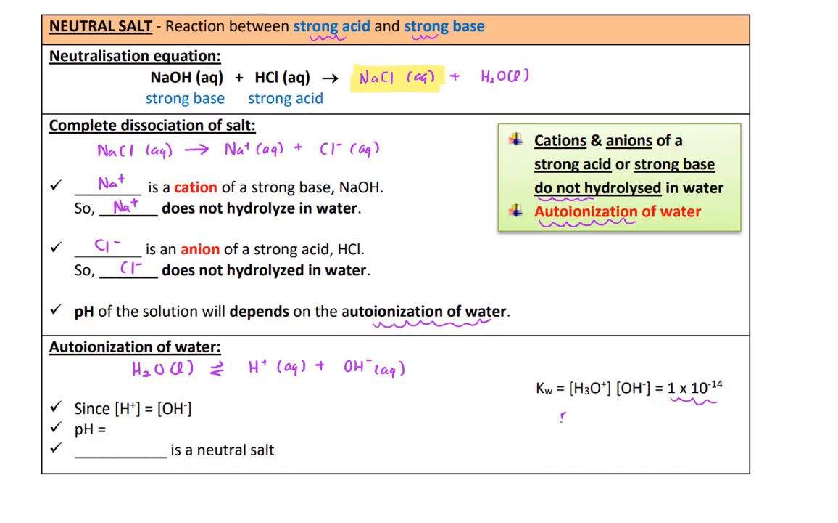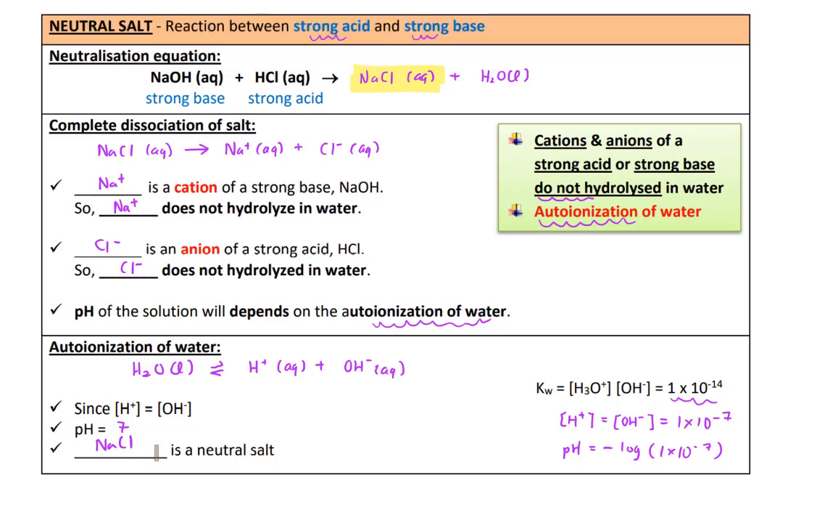Therefore, the concentrations of H+ or H3O+ is the same as OH-, and it is the same as 1 times 10 to the power of negative 7. Same concentrations give you a pH value equal to 7. If you want to, you can also substitute the values to give you a pH of 7. Okay, therefore we can say that NaCl is a neutral salt.